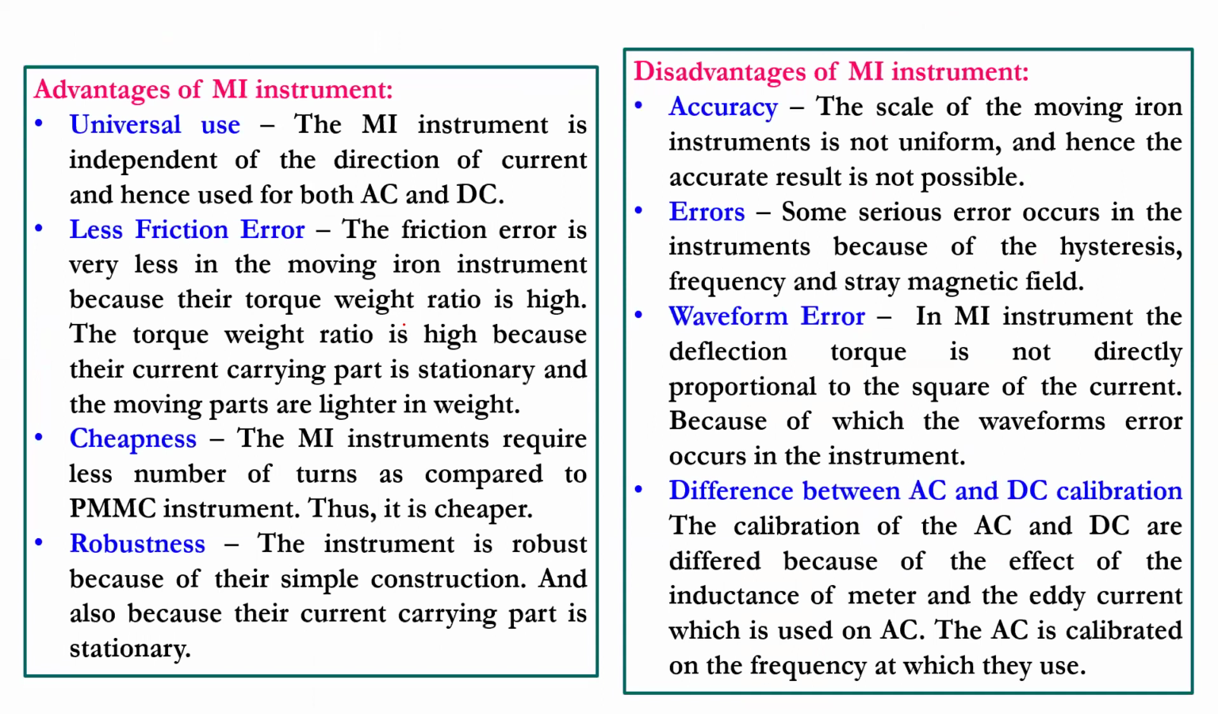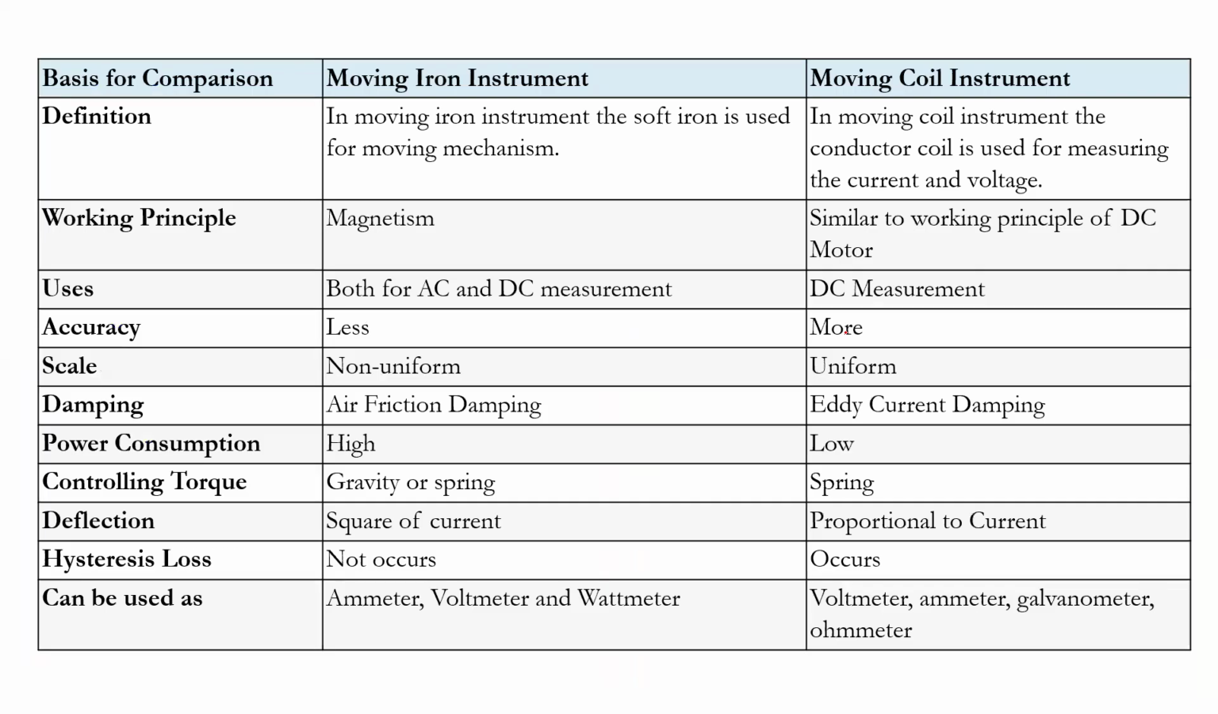These are the different advantages of moving iron instruments here. We can use it universally for both AC and DC supply. Don't forget that line. Whereas PMMC is only used for DC. It has less friction error, cheapness, and robustness. But we are having some errors here, disadvantage point of view. It's not accurate, and we can have some waveform error also. These are the different disadvantages of moving iron instruments.